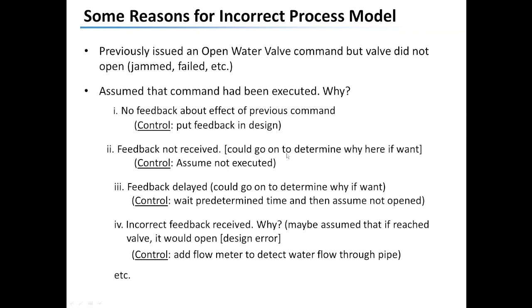Now, we could go on with more analysis to determine why it wasn't received, or if there's an adequate solution, we can stop our analysis right now and just assume it wasn't executed. If it doesn't get feedback, it should do something, and we'd have to specify what in the requirements. The feedback may be delayed. We could go on to determine why, or we could wait some predetermined time and then assume that it wasn't open. Incorrect feedback was received. Why? Well, maybe we assumed if the command reached the valve, it would open, which is a common design error.